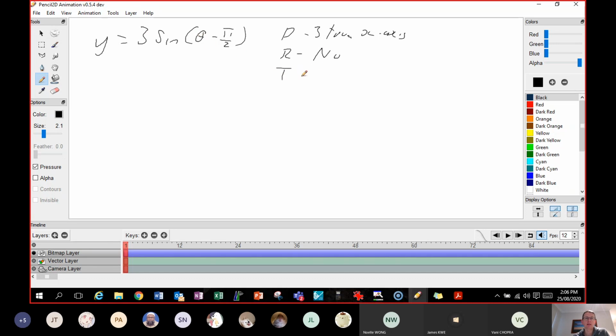Has it been translated? Yes, it has. It's been translated by pi on 2 positive, that is. That's just my dash. Positive pi on 2 in the x-axis, and not in the y-axis. Now, if it's done in the y-axis, I probably can't do this. So what I can do, right, is I can just draw a sine graph.